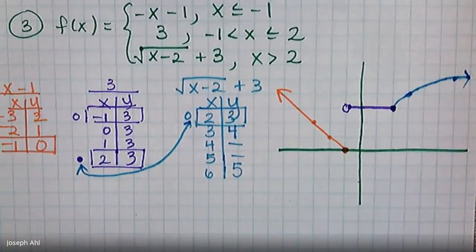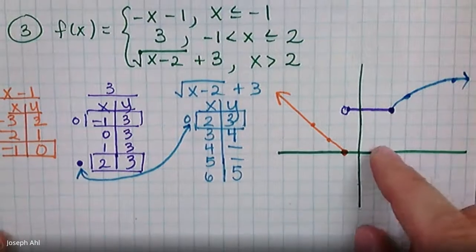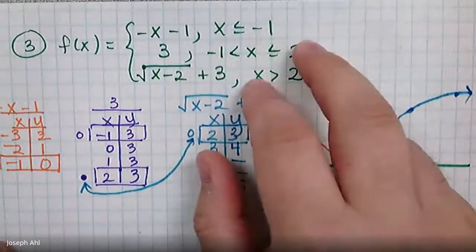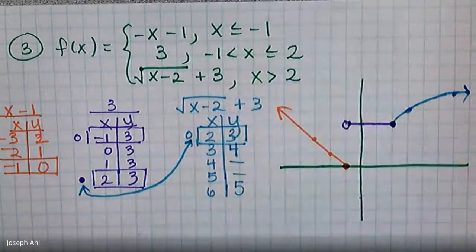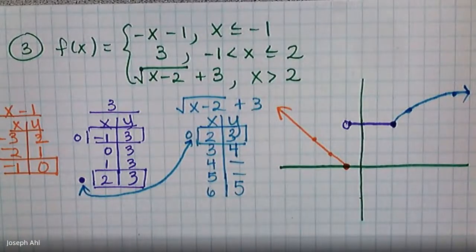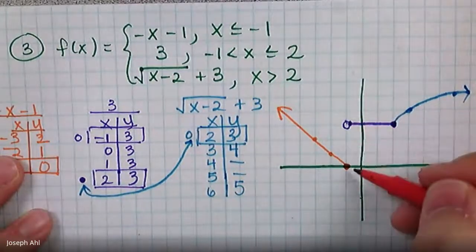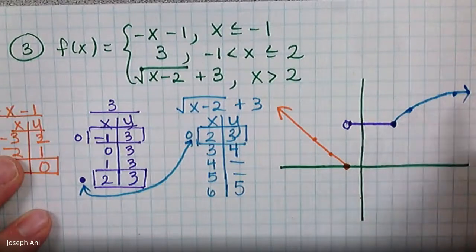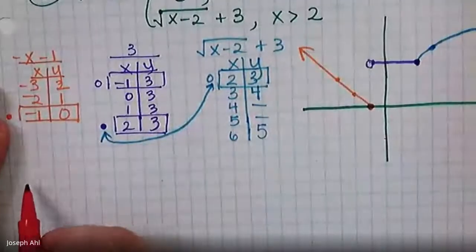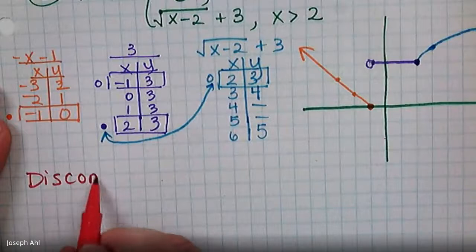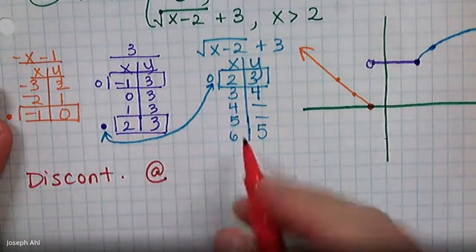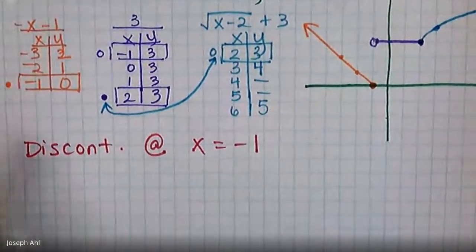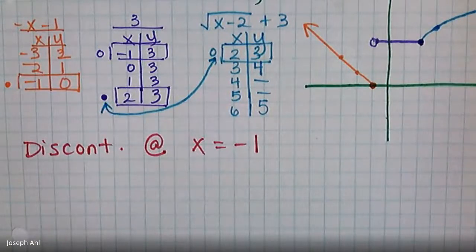So in this case, we had 2 potential places where we could have had discontinuities, right? We get split up at -1, we get split up at x equals 2. But in fact, the graph is only discontinuous at x equals -1. At x equals 2, I can draw the graph without picking up my pen. So if I ask you, where is this graph discontinuous? It's discontinuous only at x equals -1. Only place we have that jump.